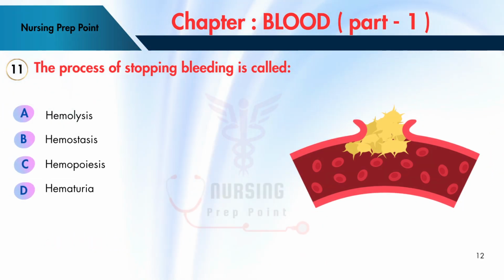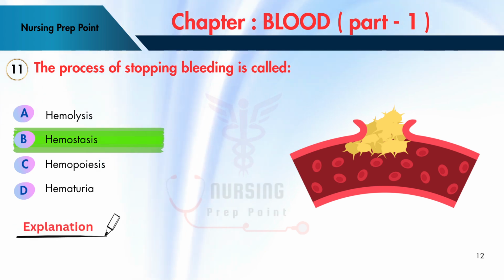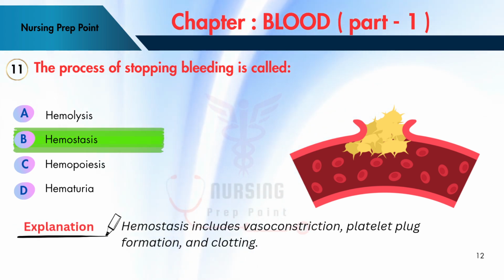The process of stopping bleeding is called option A, hemolysis. Option B, hemostasis. Option C, hemopoiesis. Or option D, hematuria. The correct answer is option B, hemostasis. Explanation. Hemostasis includes vasoconstriction, platelet plug formation, and clotting.